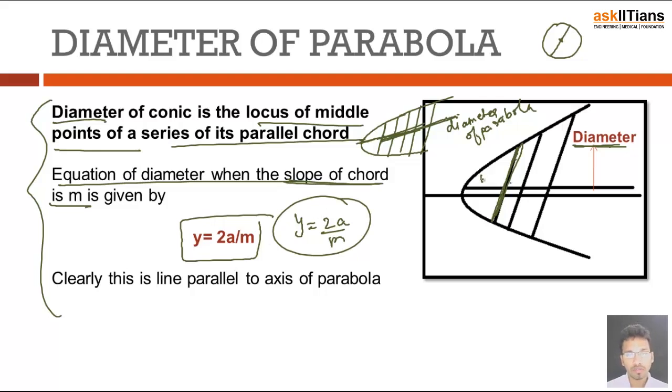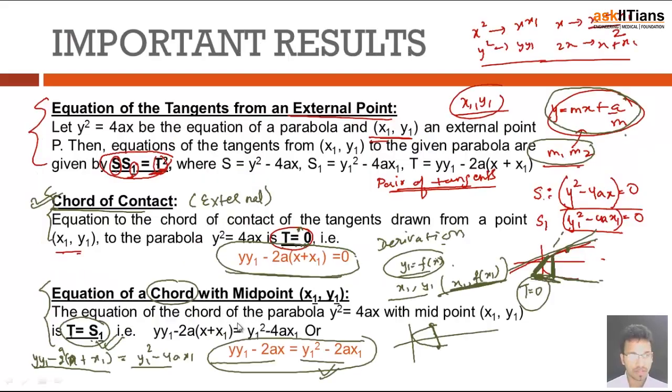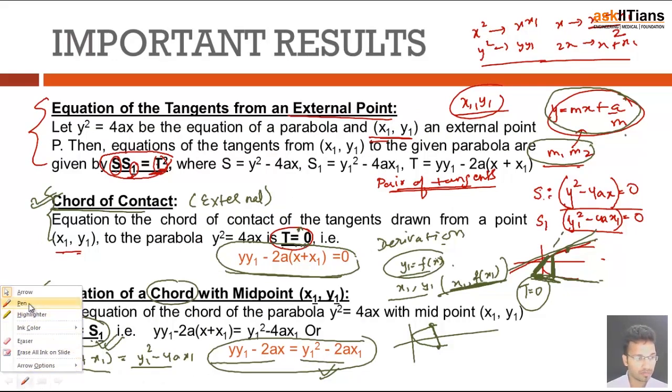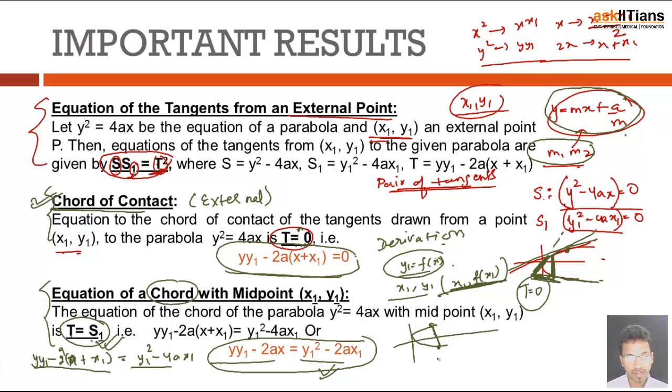What you can do is take (h, k) as the midpoint. Apply the condition T = S1. From there you will find the equation of the chord. If I go to the previous slide, you will get this equation. In this, if you look at this equation, from here you need to find m. What will be your m?